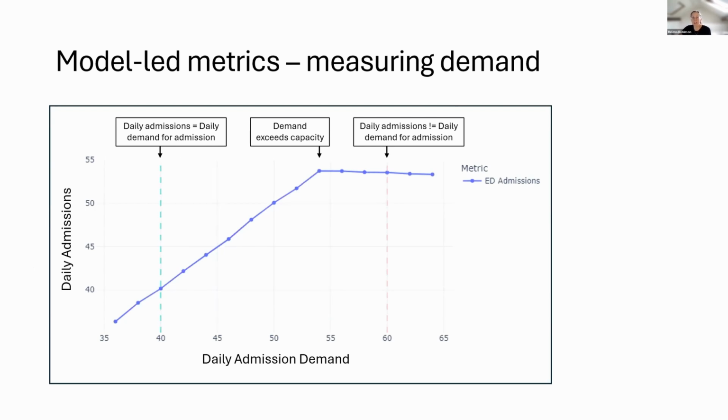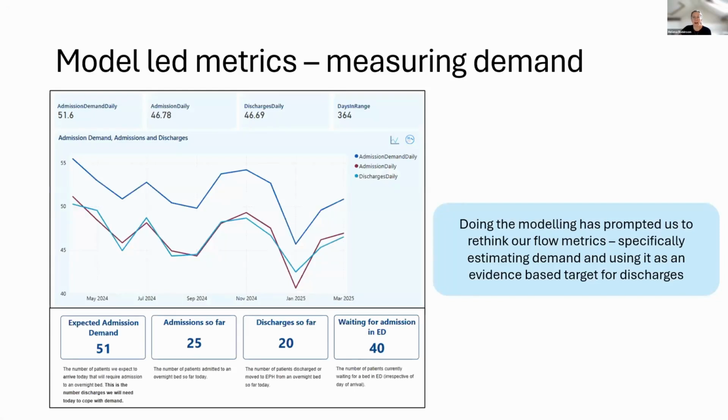However, when demand starts to exceed capacity and flow problems start to occur, the 2 metrics diverge. So there's unmet demand. The number of people we're actually admitting is lower than the number of people we would admit if there was space. And this demonstrates it's very important to measure demand independently of admissions. So this has prompted us to do that.